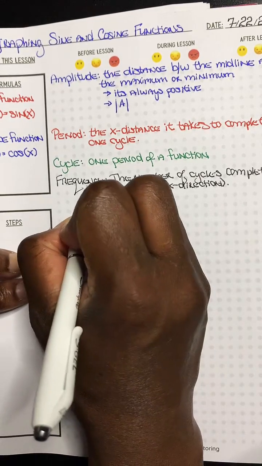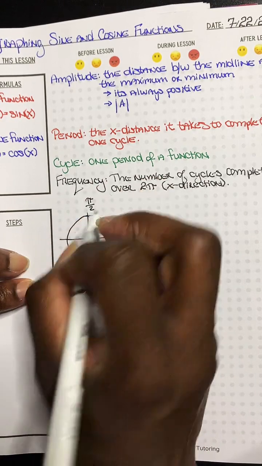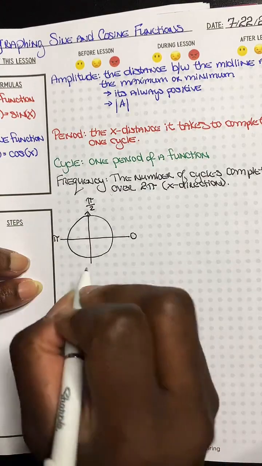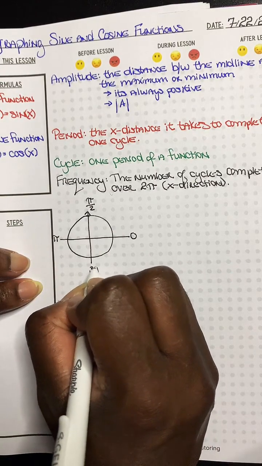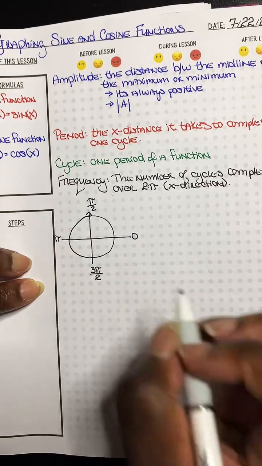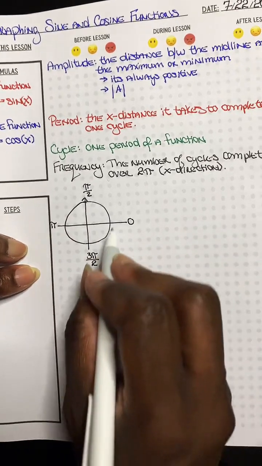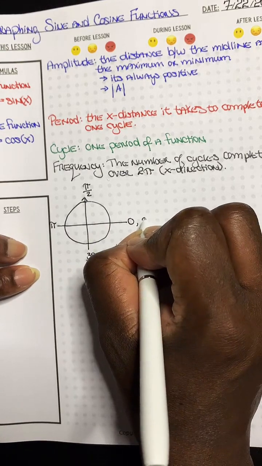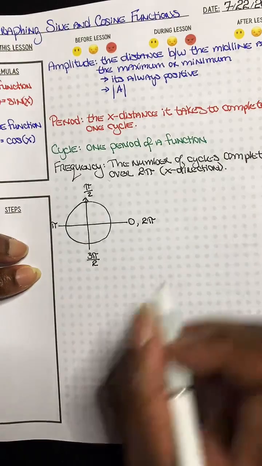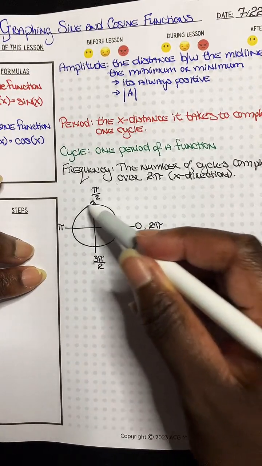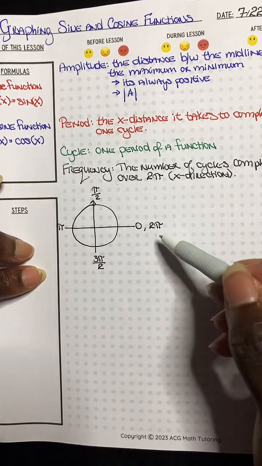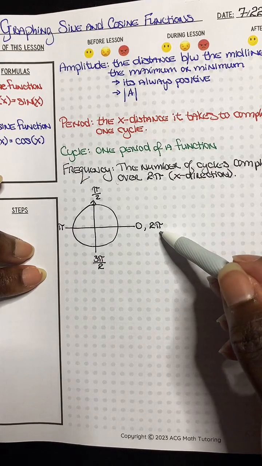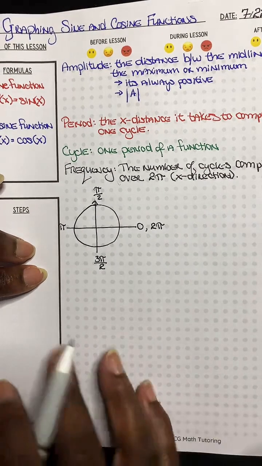This is my 0. This will be my pi over 2, which is equivalent to 90 degrees. This will be my pi, and this is my 3 pi over 2. When I come back around, what's called a revolution, it will take me to 2 pi. So if I'm starting here, one full circle is equivalent to 360 degrees, or in radians, 2 pi.